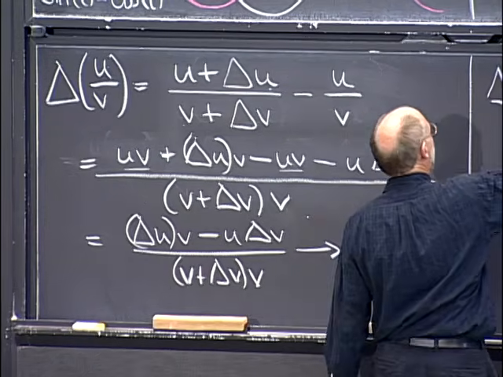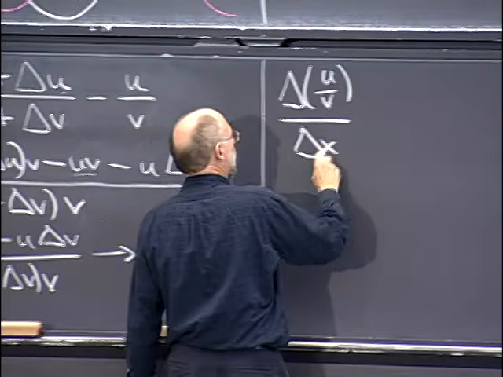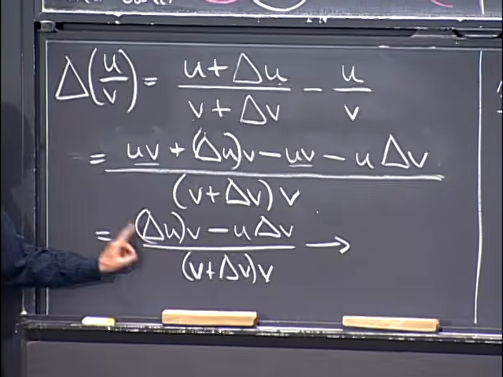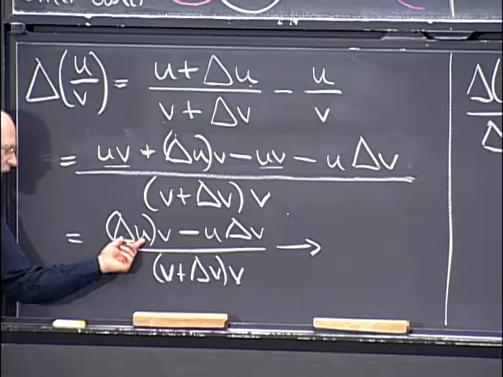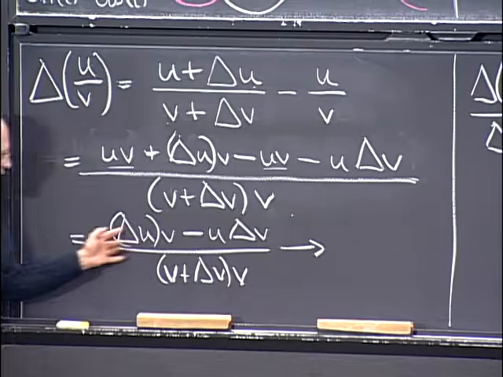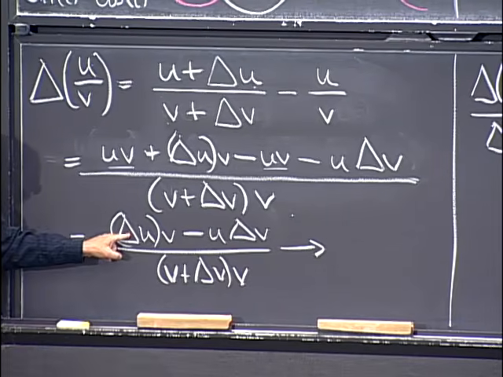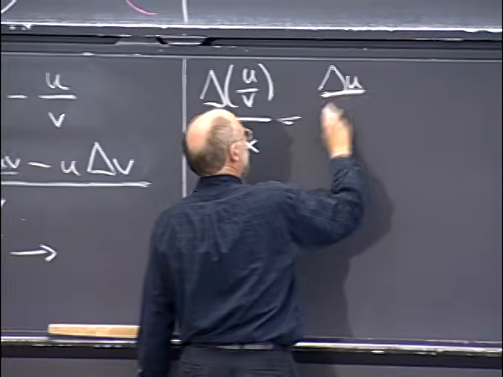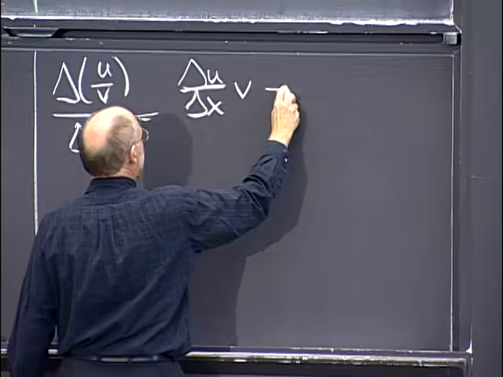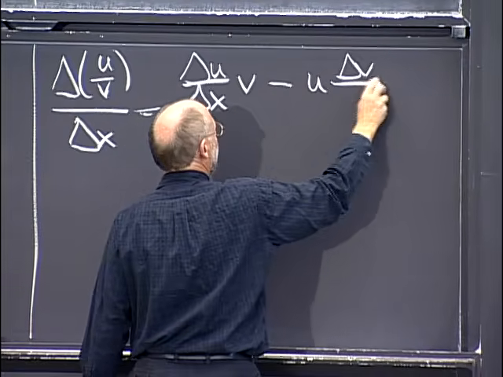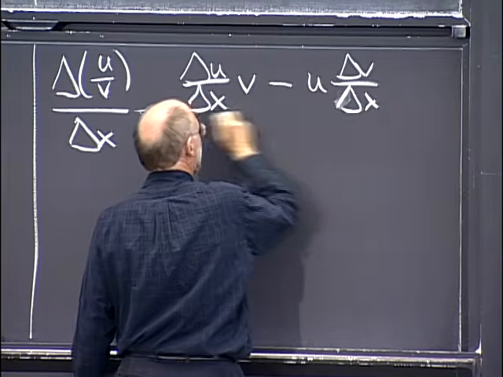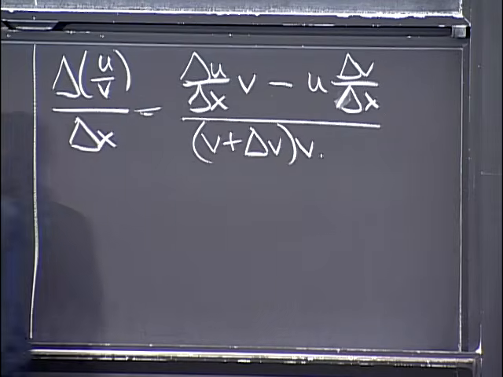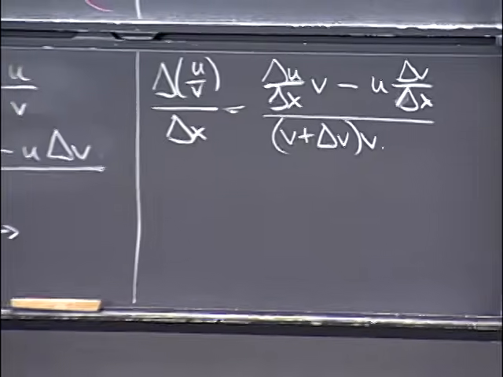Delta of U over V, divided by delta x, is this formula here divided by delta x. And again, I'm going to put the delta x under these delta U and delta V. I'm going to put delta x in the denominator, but I can think of that as dividing into this factor and this factor. So this is delta U over delta x times V minus U times delta V over delta x, and all that is divided by the same denominator, V plus delta V times V. Right? Put the delta x up in the numerator there.